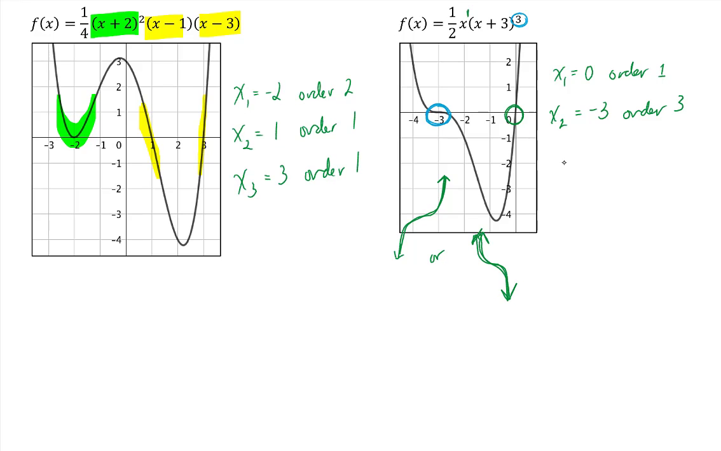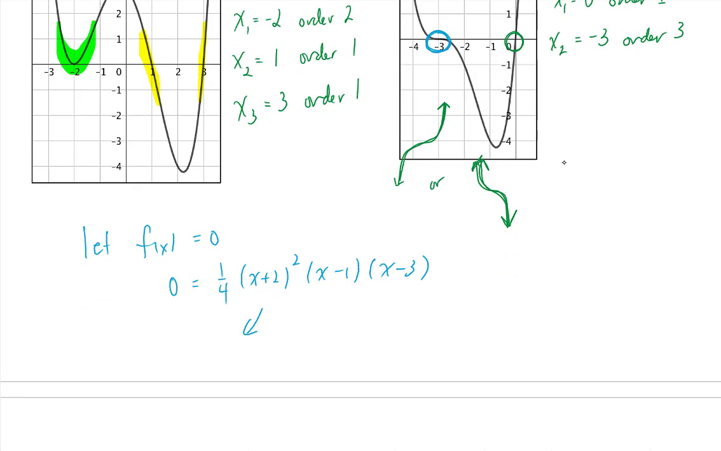So one final time, if we wanted to solve for these zeros, let's do the left one. So let f of x equal 0. If you didn't have the graph, you would say 0 equals 1/4 (x plus 2) squared, (x minus 1), (x minus 3). You set each of the factors equal to 0. So this one is going to give me my negative 2. This one is going to give me my positive 1. And the final one is a 0 of 3.